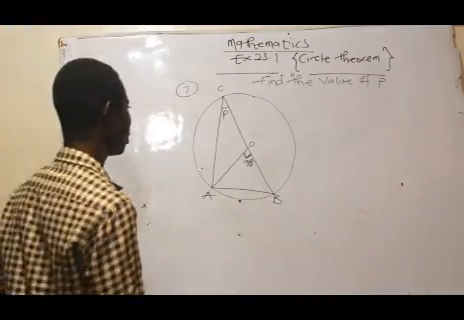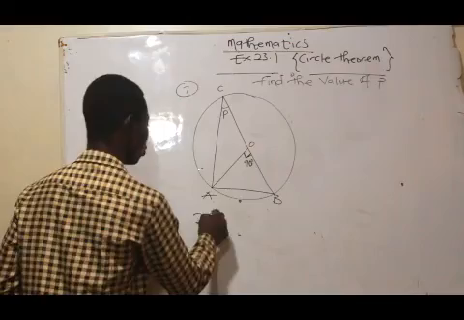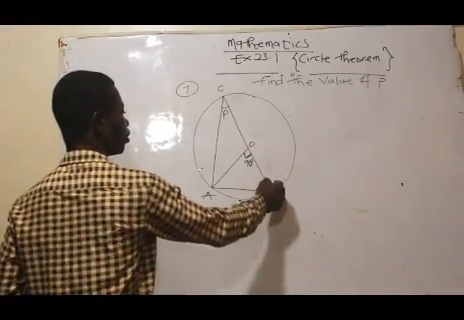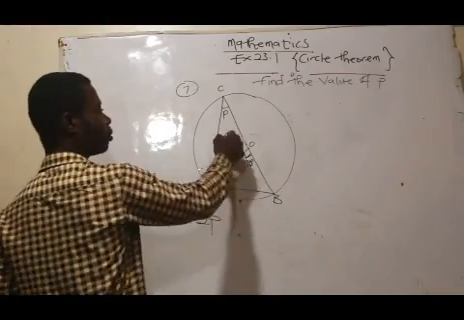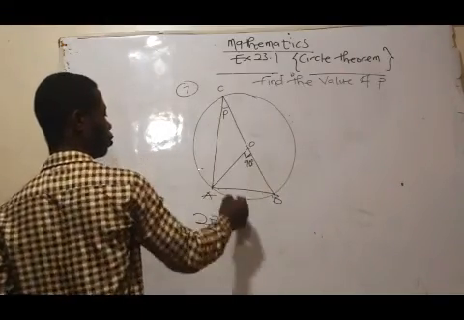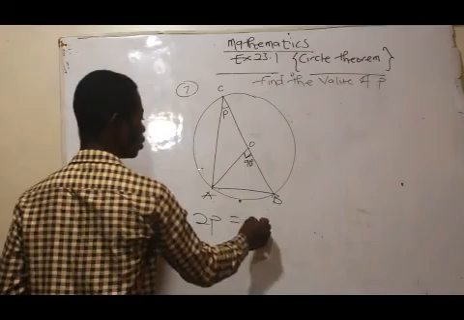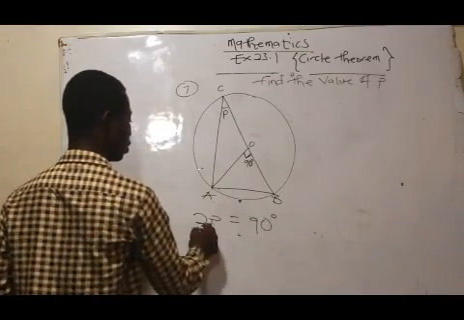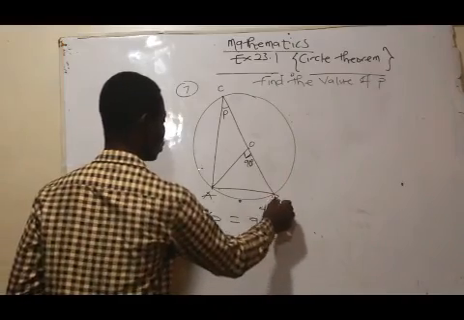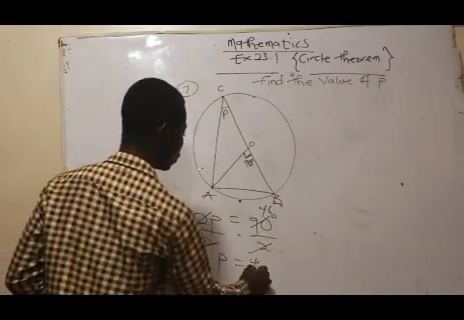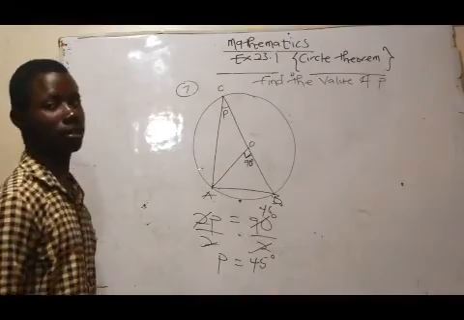So it tells us that we have twice of P, because this chord subtends an angle here, and it is twice the angle the same chord subtends at the circumference of the circle. So twice of P is giving us what? 90 degrees. When you divide this out by 2, you get 45 degrees. So P is equal to 45 degrees.